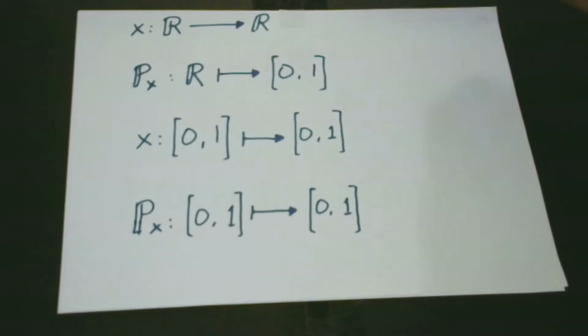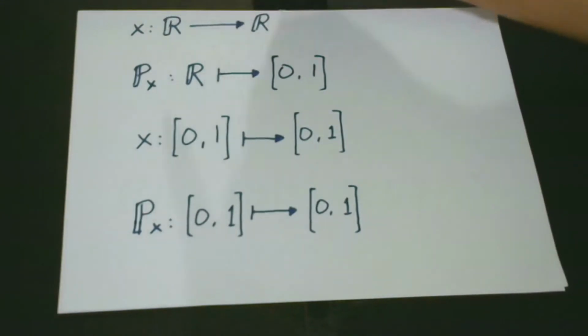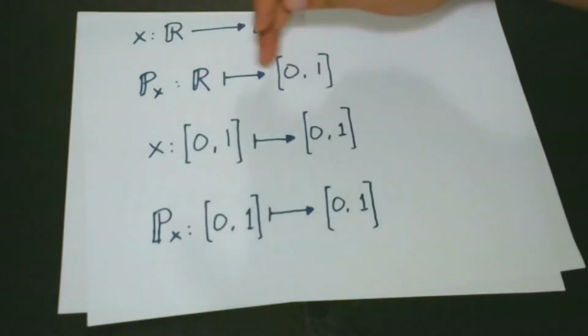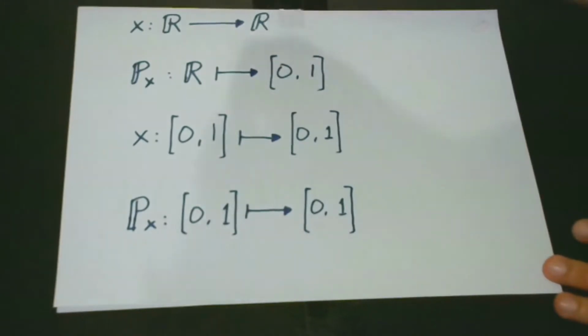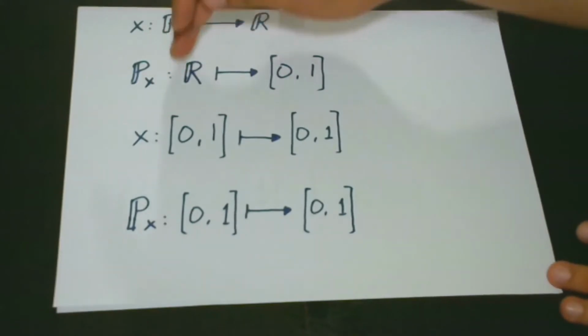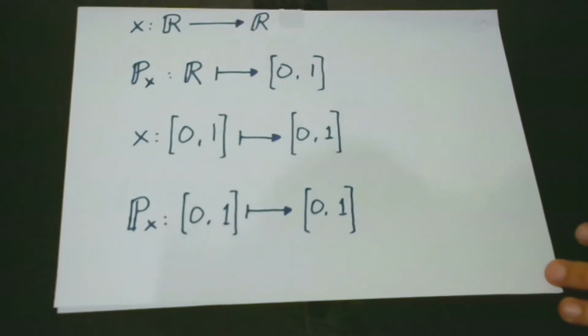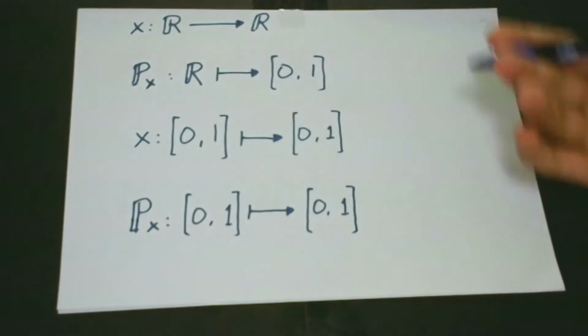So now let's look at this map. We have here X defined from R to R, and this corresponds to this mathematical expression, which means the probability measure of X is defined from R to the interval between 0 and 1. So what do we mean by this?